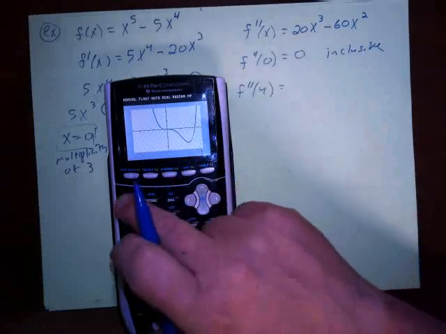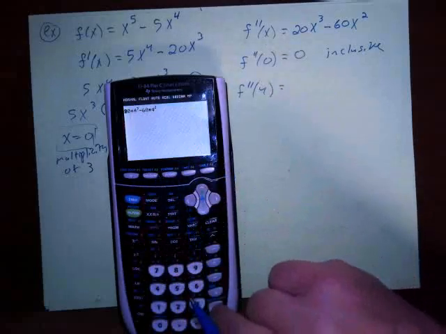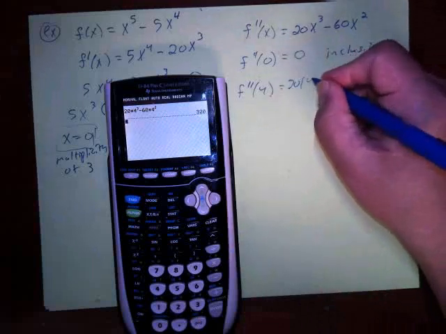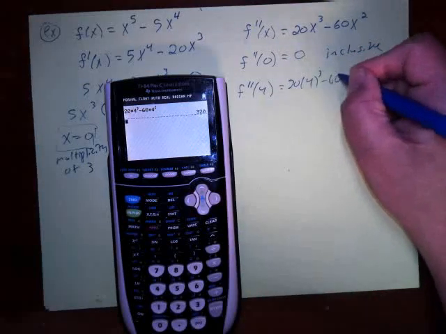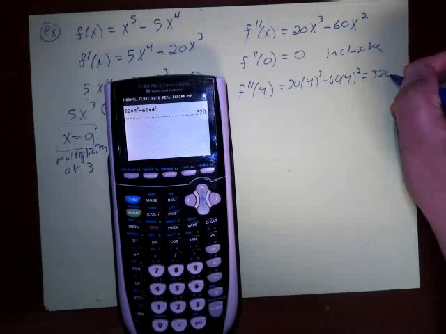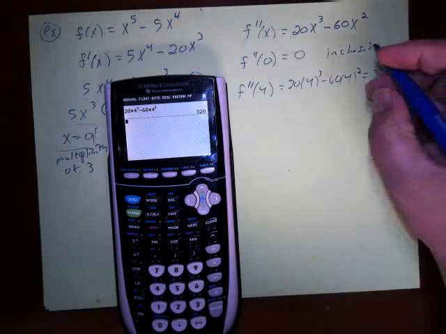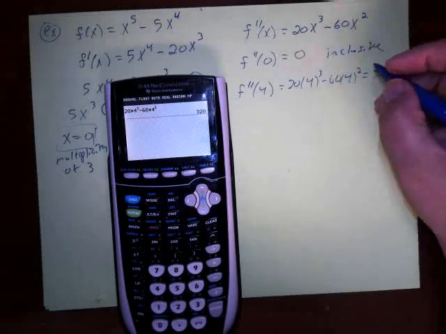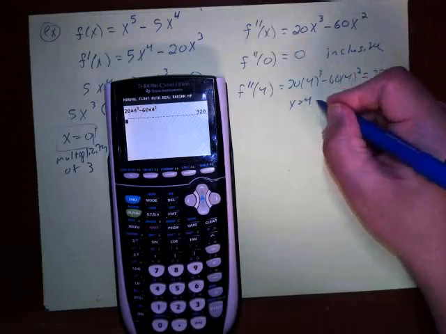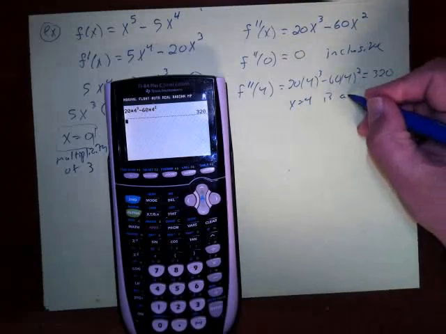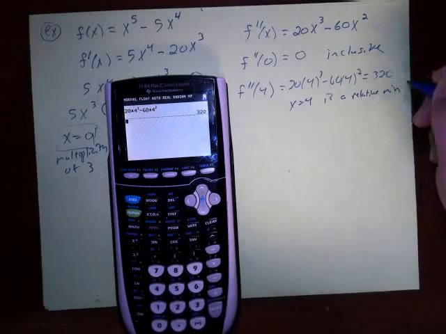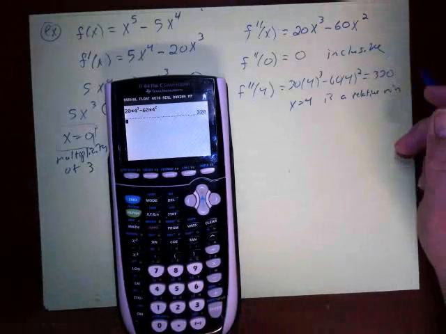Oh, I hit graph. Hit return. And what I get here is, I'll write it here, 20 times 4 cubed minus 60 times 4 squared. And what I got was 320. So it's positive. So being positive, it's concave up, and x equals 4 is a relative min. Again, we got a relative min at x equals 4.